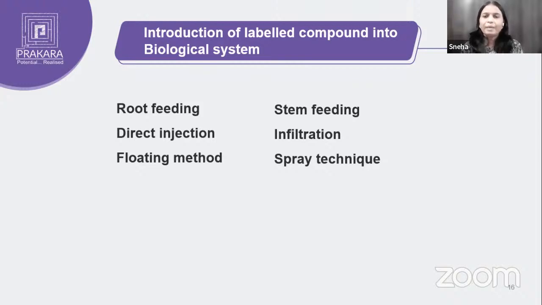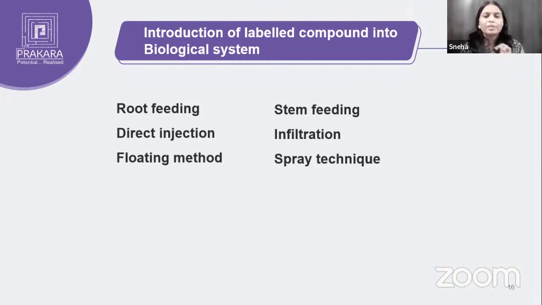So that is infiltration, meaning we will not keep our radiolabel solution directly in contact with the part of the plant. We will use something else, such as a thread. Through the thread, that liquid will be transferred into the plant body, and then it will enter the metabolic pathway. Now the next technique is the spray technique.